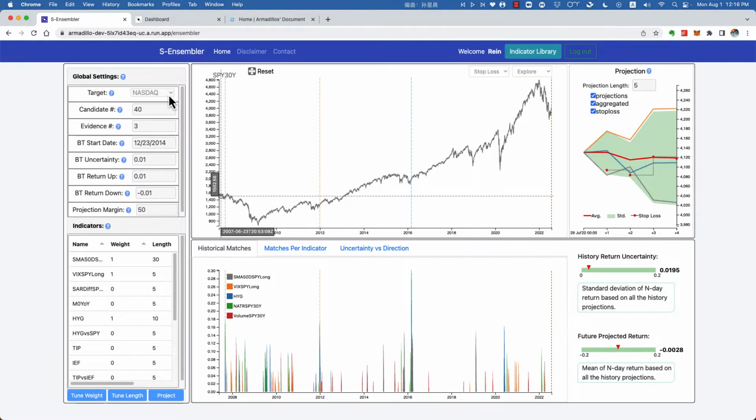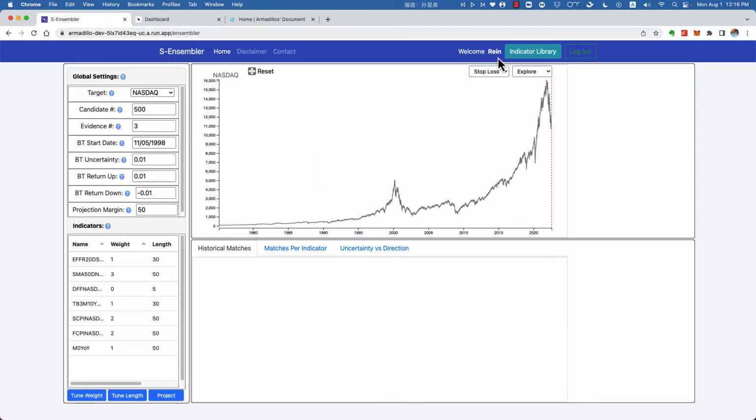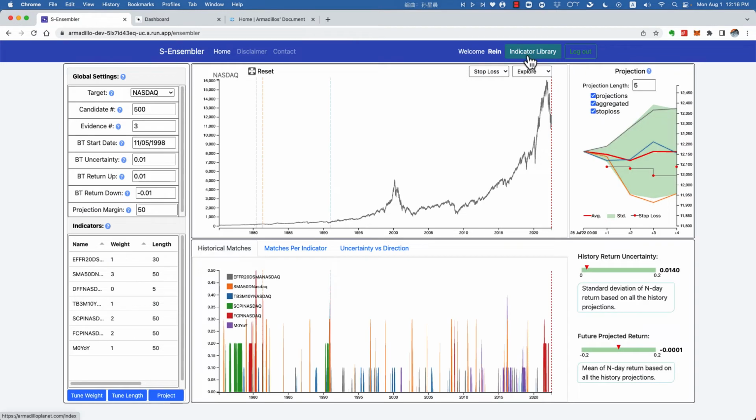And then if you want to select more targets, you need to go to the indicator library, which I will introduce later. After the system brings you into the Nasdaq, we prepare the 50 years of history of the Nasdaq. And the system will tell you what the future will look like by showing you several curves from the top right corner.